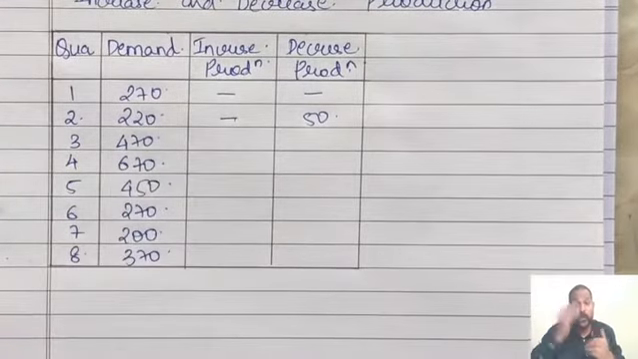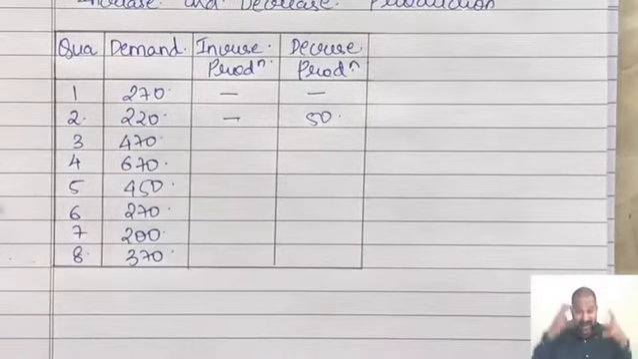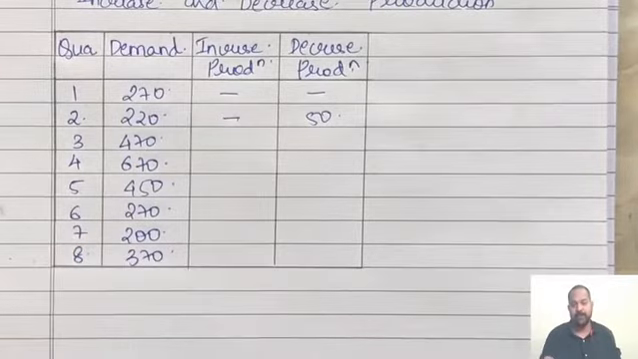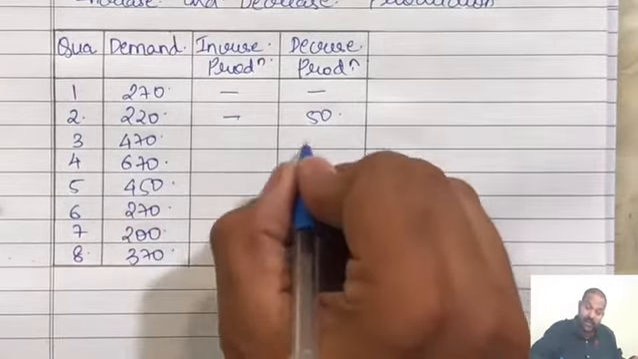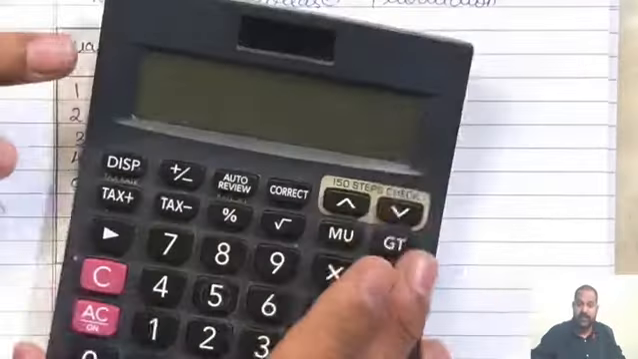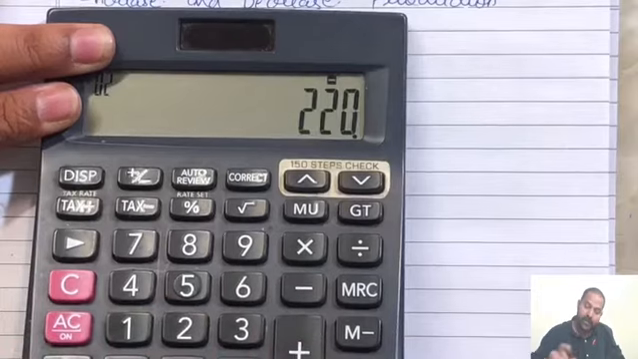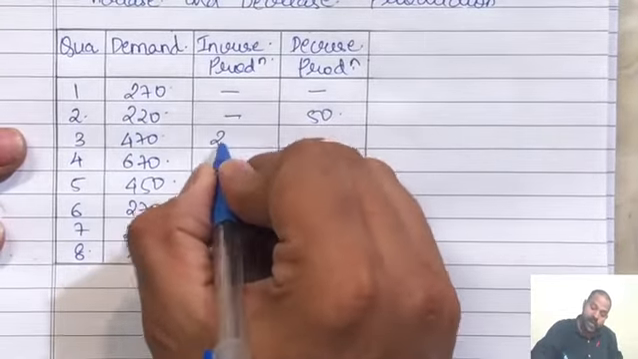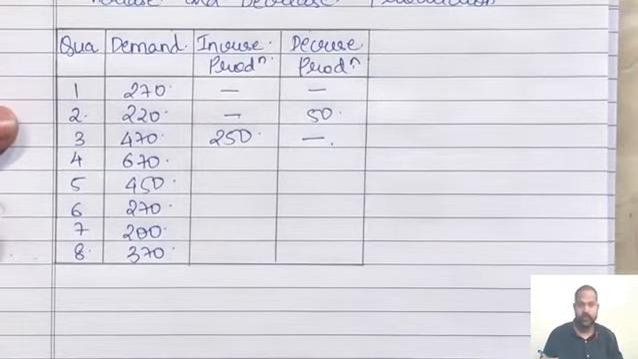So if you want to check an increase or decrease, right now the standard I have is 220. So 220 to 470 is an increase. How much is the increase by? Well, it is 470 minus 220, and the answer is 250. So it is going to be an increased production by 250 units.